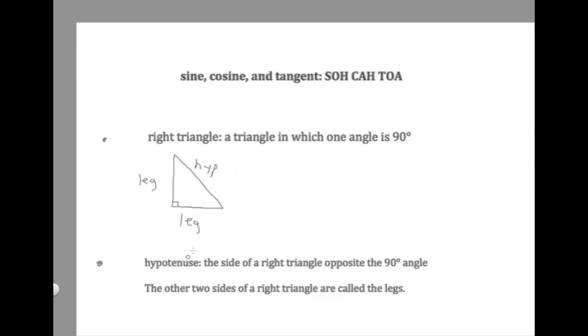One of the sides in a right triangle is called the hypotenuse, and the other two sides are called the legs. How do you know which is which? The hypotenuse is the side that's opposite the 90-degree angle. That's very important. It's a very important skill to be able to find the hypotenuse.